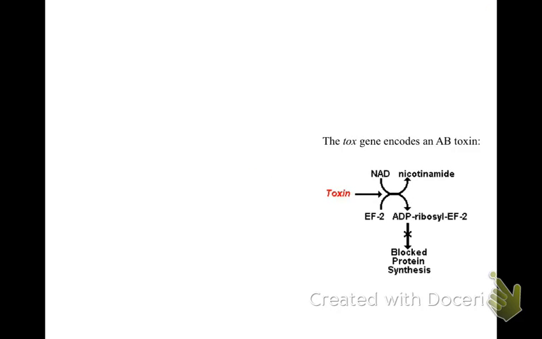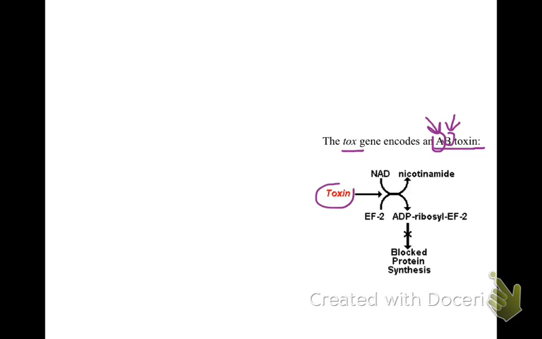Someone who hasn't been vaccinated and gets a strain of Corynebacterium diphtheriae that has a particular phage called the beta phage will then be carrying the tox gene. And the tox gene encodes a type of toxin called an AB toxin. The B part is the part of the toxin that binds to the host cell, and the A part is the active site, the active portion of the toxin. So B will bind and help the A portion of the toxin protein get into the cell.